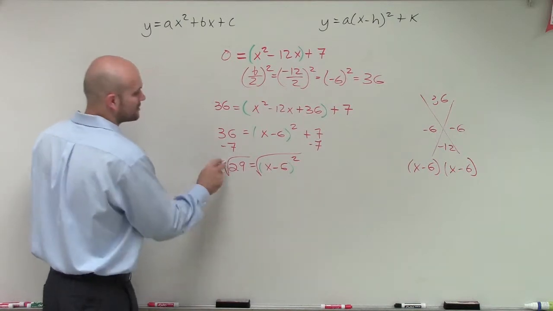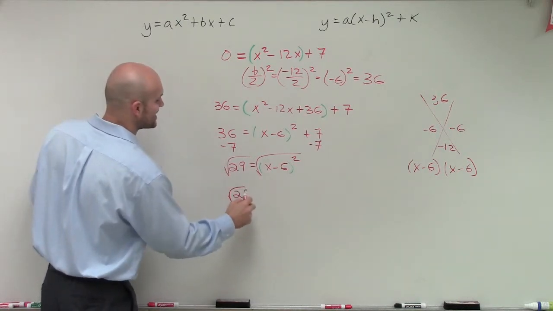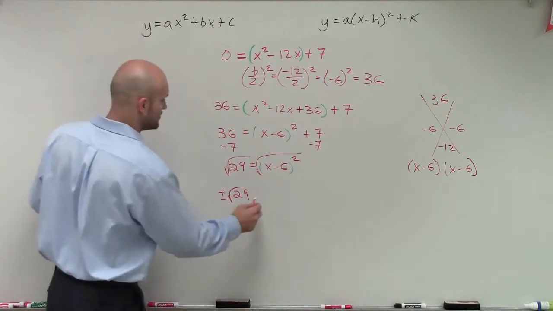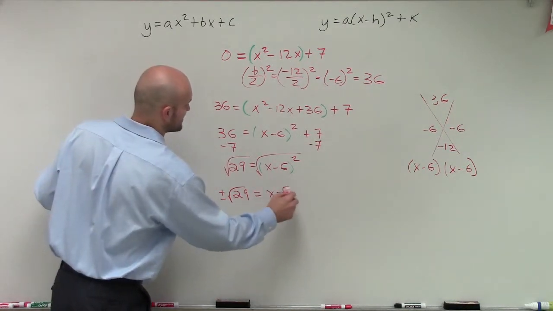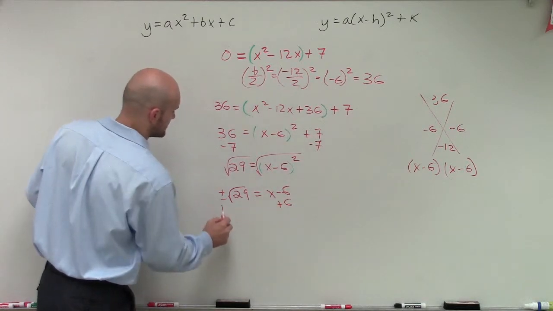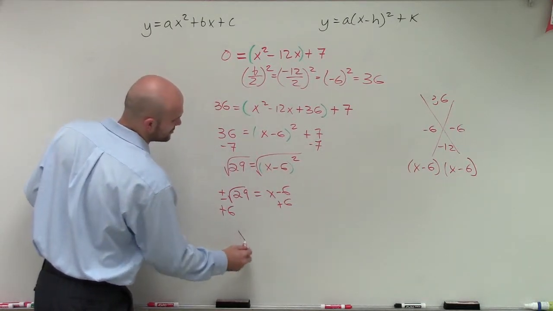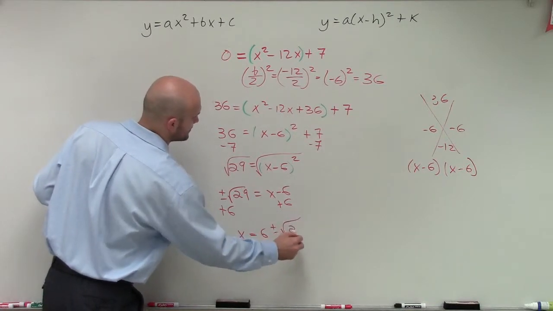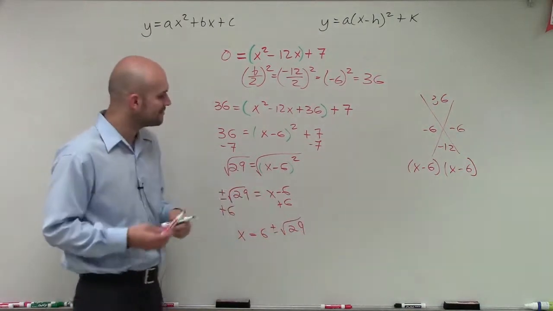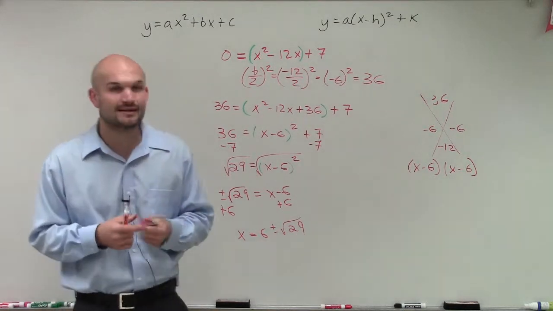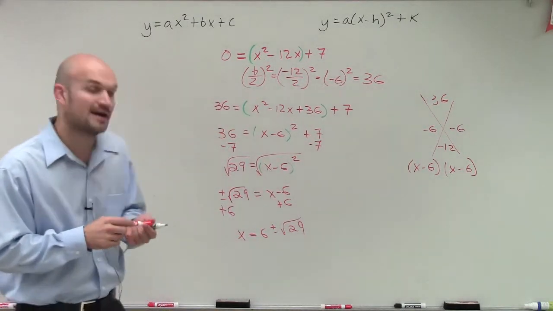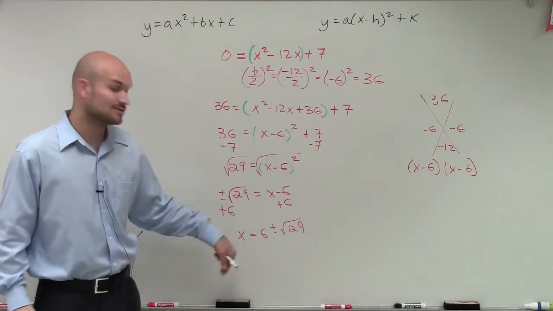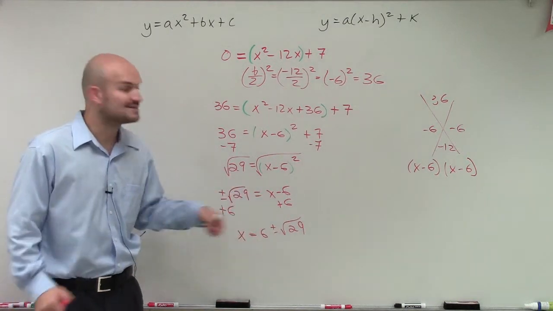So I have the square root of 29. But remember, since I introduced the square root, I need to include the positive and the negative value, equals x minus 6. Then I add 6 to the other side. Therefore, my final solution is x equals 6 plus or minus the square root of 29. We always want to see if we can simplify the square root of 29, and unfortunately it's prime, so I'm not going to be able to simplify it any further. My final answer has two solutions: 6 plus the square root of 29 and 6 minus the square root of 29.